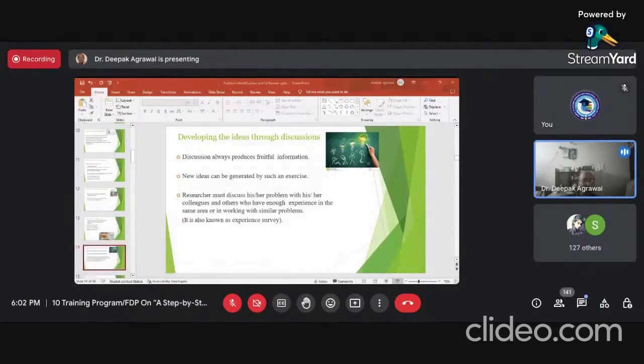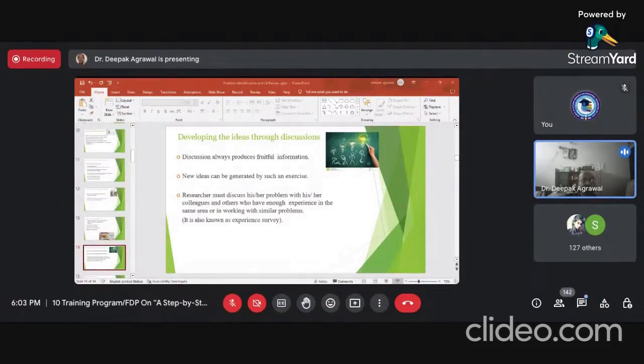when getting into the papers. That is the same thing, developing ideas through discussions. You have gone through the various literatures. At the same time, you have discussed your problem with many others. So why is discussion required? Number one, discussions always provide fruitful information. They may provide you new ideas, new insights, so that they can be better incorporated in your work. So discussions are necessary. New ideas can be generated by such an exercise.